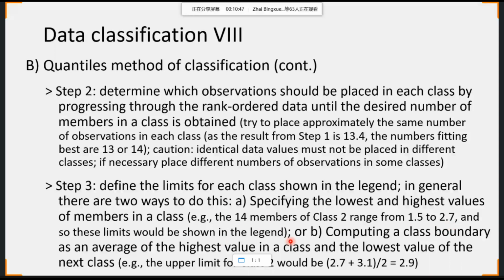Or B, computing a class boundary as an average of the highest value in a class and the lowest value of the next class. For example, the upper limit for class 2 would be 2.7 plus 3.1 divided by 2, so it would be 2.9. Of course, this has to do with the situation in the legend, whether you have these gaps or you don't have these gaps.